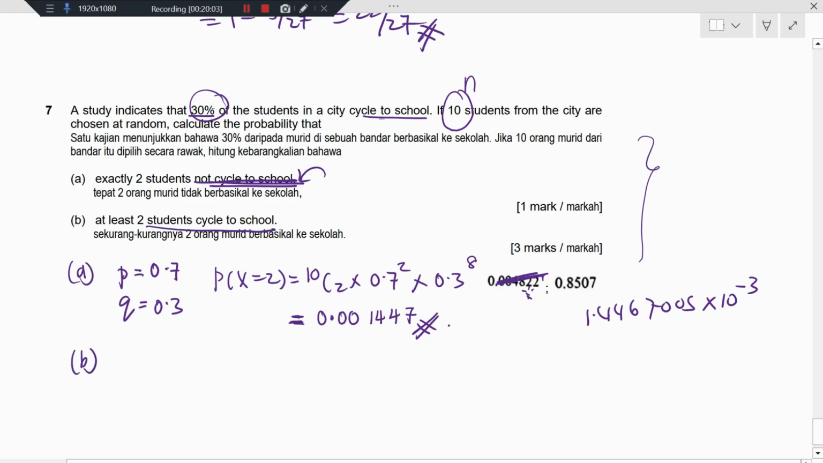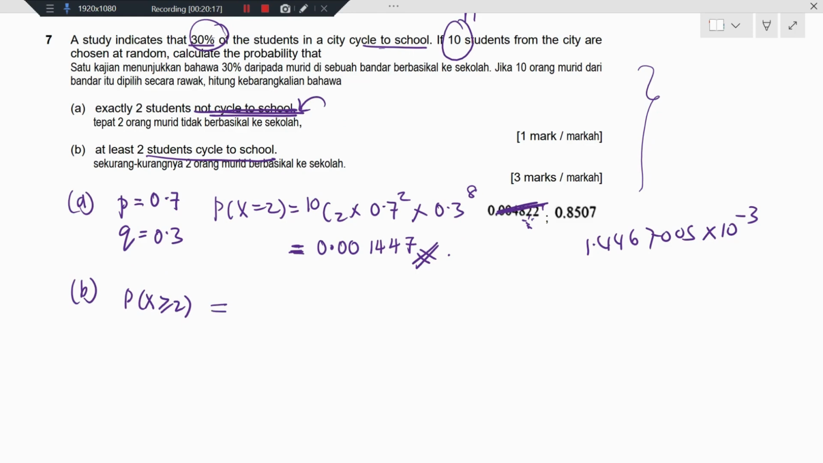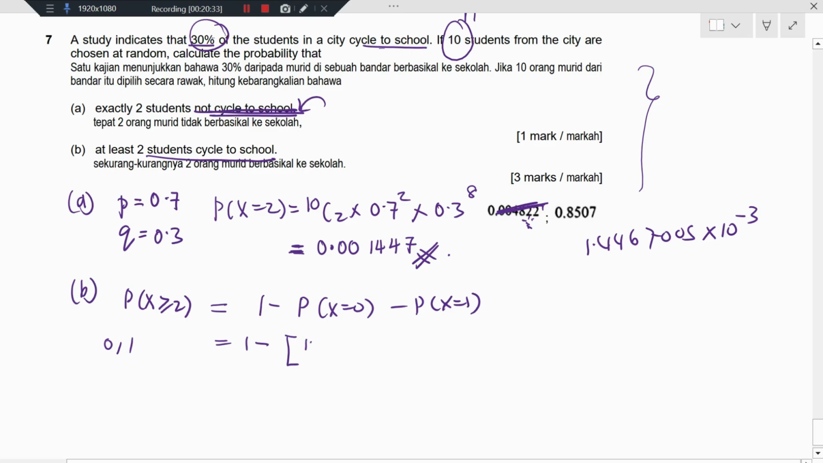B, at least 2 students cycle to the school. At least 2 means what? You need to calculate 2 until 10, correct not? So we don't want that. We just calculate the opposite. We don't want 2 and more. So 0 and 1 is the opposite, right? So 1 minus probability x equals 0 minus probability x equals 1. So 1 minus probability x equals 0 is simply 10C0. But this one is cycle. Careful. Cycle. For case B, your P is 0.3, your Q is 0.7.